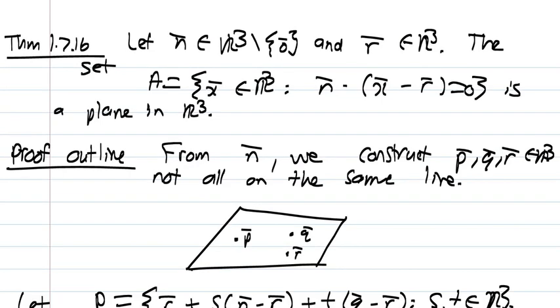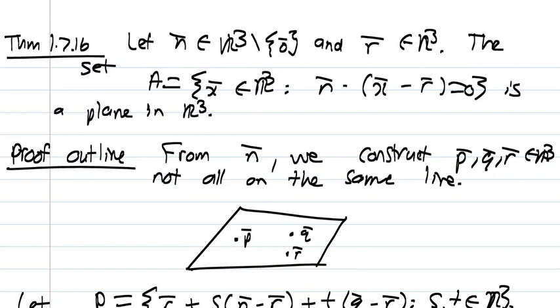1.7.16 in the textbook. Let n be a non-zero 3D algebraic vector, and let r be any 3D algebraic vector. The set X, which is all the 3D vectors x such that n dot (x minus r) is 0, is a plane in 3D. All right, this is the theorem. So if you have a non-zero vector n and any vector r, then the set of all x's that satisfies this equation is nothing other than a flat surface, or a plane, in R3.